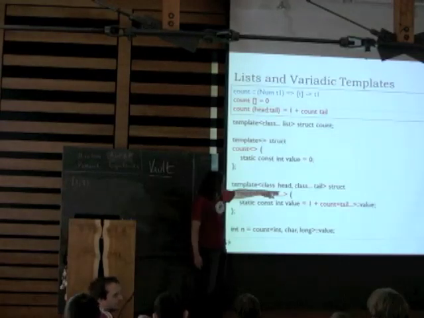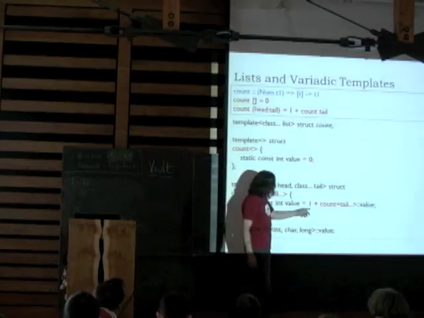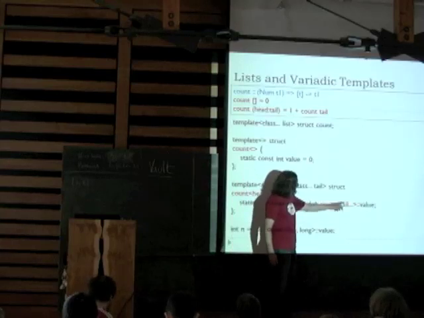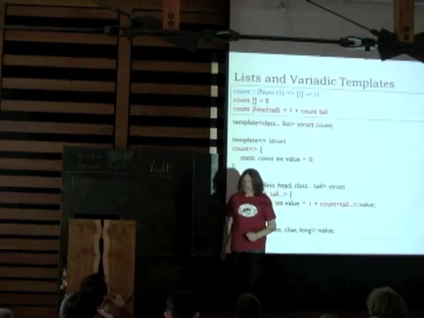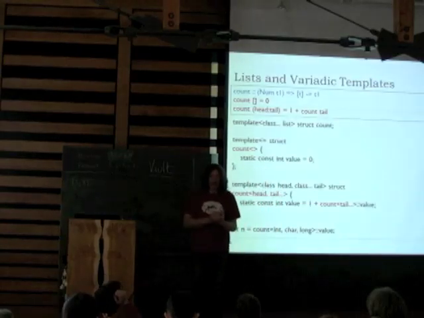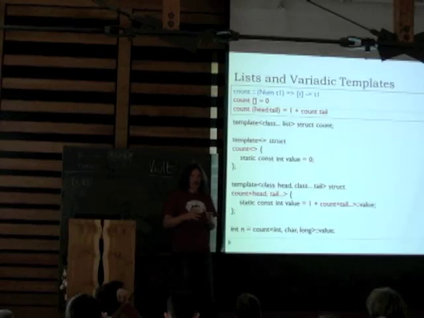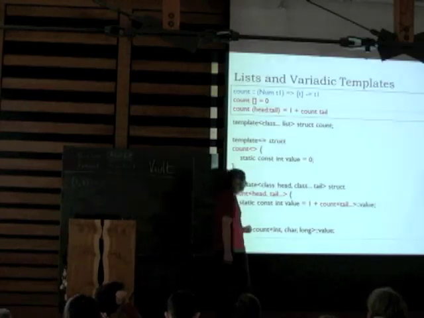So I'm matching head and tail, right? And inside the function, again, it returns one plus recursively calls itself. Okay? But now tail is a template parameter pack. It's not a type. It's not a list of types. It's an opaque object. This is how C++ defines it. It's not a type, it's not a variable, I don't know what to call it. I call it template parameter pack.